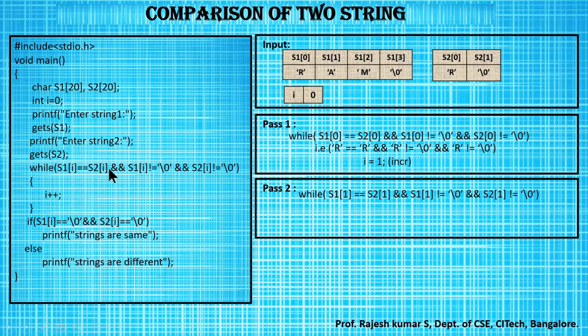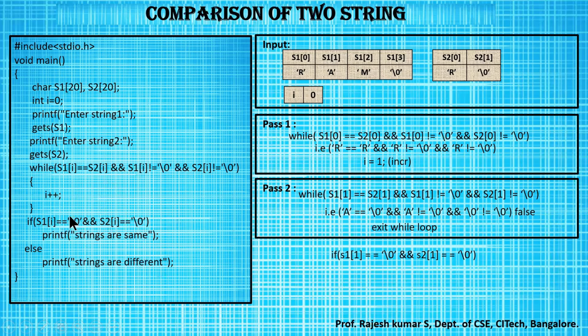Now, when I increment I value and go back to the while loop, again I'll be checking S1 of 1. What is S1 of 1? A. And what is S2 of 1? Null. Are these both the same? No, they are not the same. When any one of the conditions becomes false, the entire condition becomes false. I'll come out of this while loop. When I come out of the while loop, I will check. There is a condition.